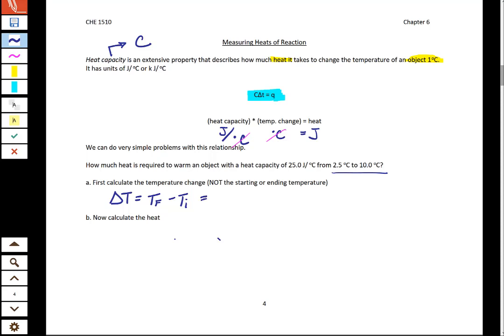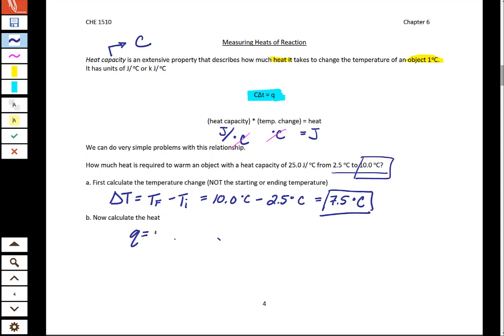So when we look at delta T, in this case, we're ending at 10 degrees Celsius, so that's our T final. And our T initial is 2.5 degrees Celsius. When we perform that subtraction, we have to keep our significant figure rules in mind to get 7.5 degrees Celsius as our difference. Now that we know our delta T and we've put that in a different section so that we could focus on significant figures there, we can calculate the heat.